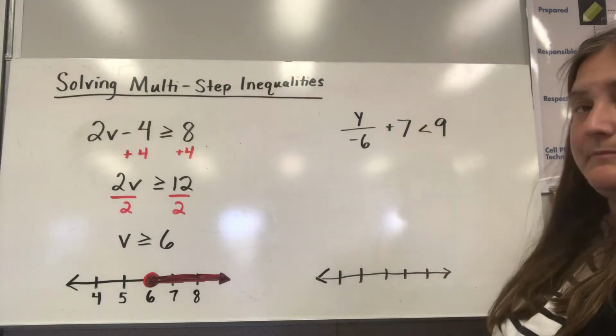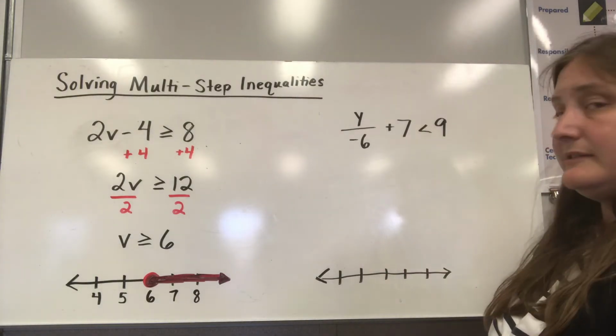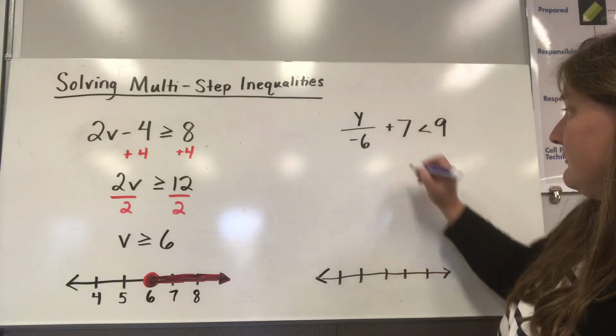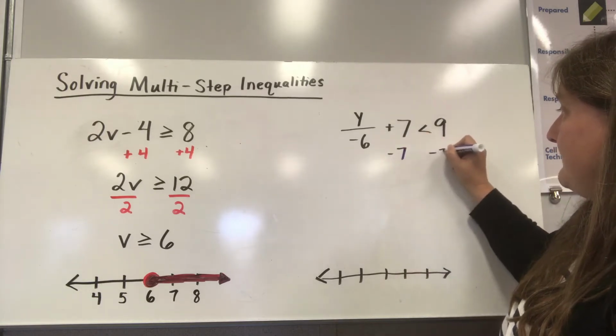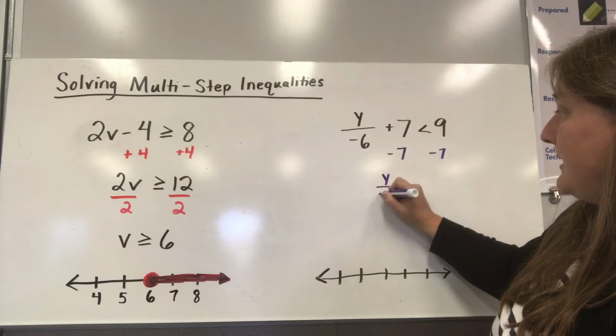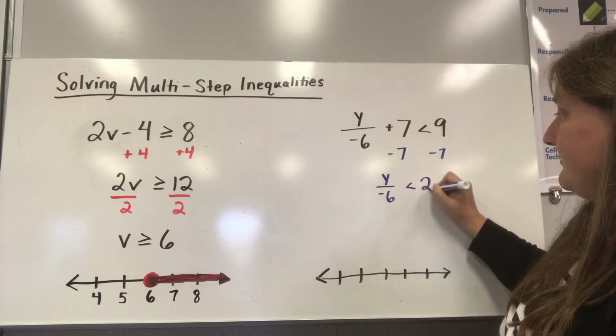Let's try this one together. y divided by negative 6 plus 7 is less than 9. So to start us off, I'm going to subtract 7 from each side, and I'm left with y divided by negative 6 is less than 2.